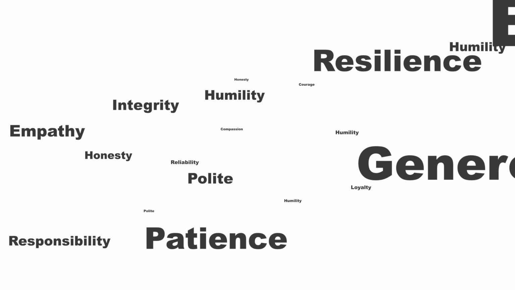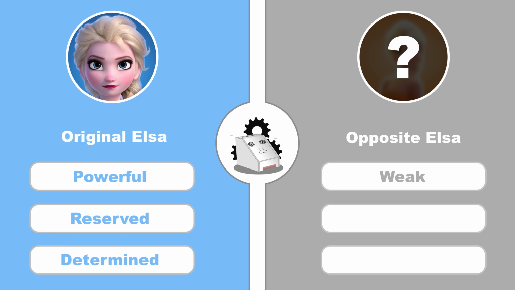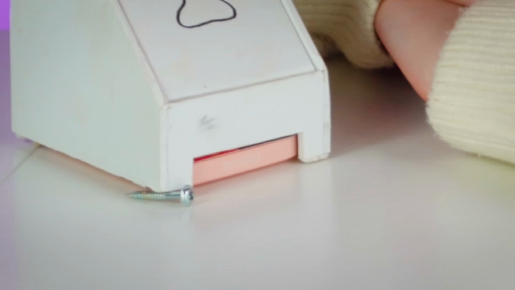Let's see what the opposites would be. Weak, lacks strength and control. Outgoing, social and enjoys the company of others. Indecisive, hesitant and unsure of what to do. And the opposite of icy blue is orange. Okay, Craig, using these new attributes and color, make us Elsa as her opposite. Guys, Elsa is coming.